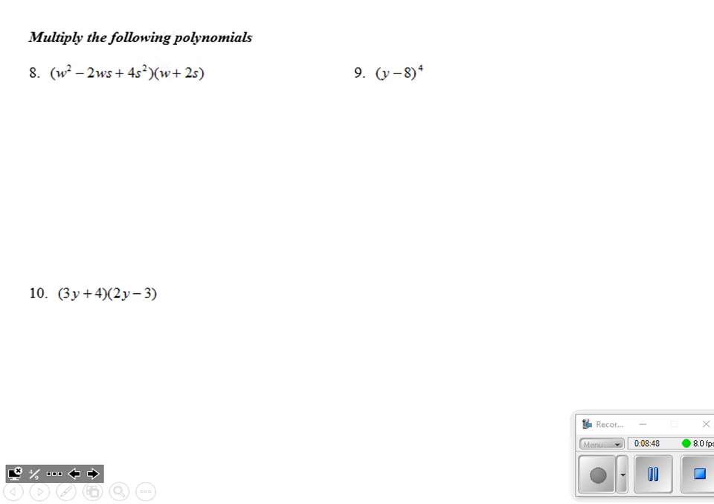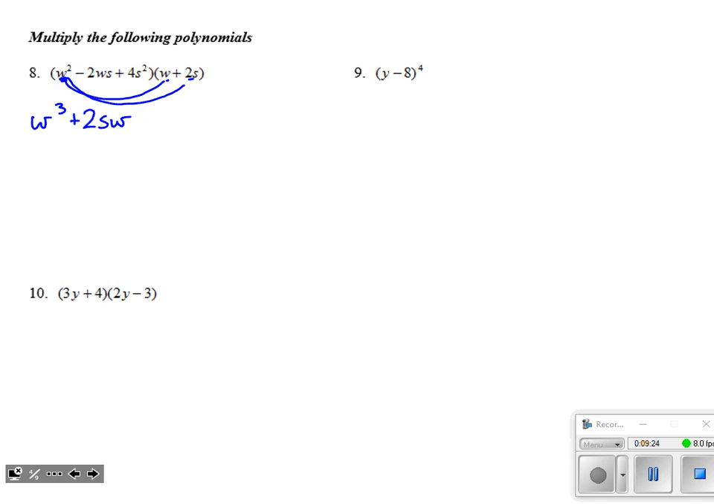Alrighty. For the next section, we are multiplying polynomials, and that means just a lot of distribution and foiling involved. We also learned how to use Pascal's triangle to expand, so we'll talk about that when we get to problem number 9. Number 8, when I distribute this out, I'm going to start by taking the first term in that first factor, this w squared, and distribute that to both parts of the second factor. So I've got w squared times w, and w squared times 2s.